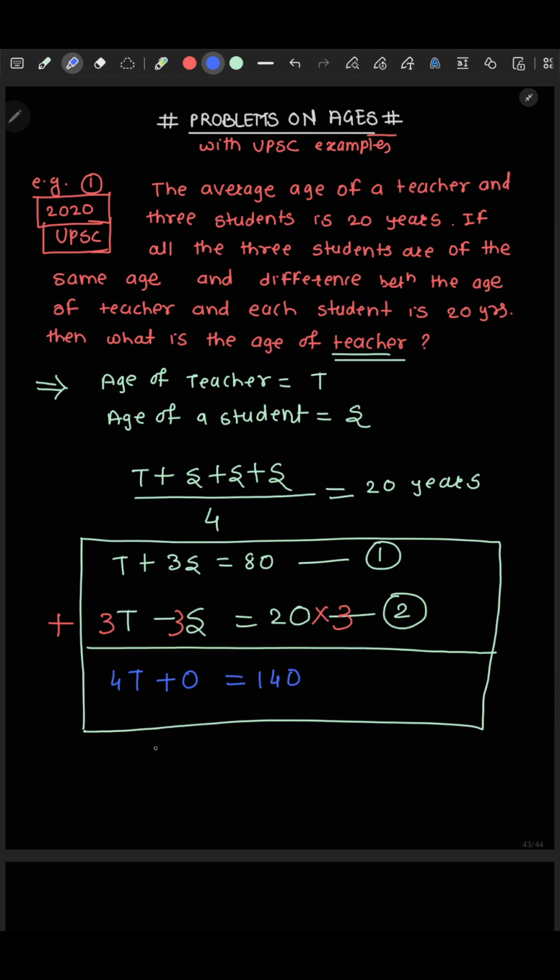Now tell me, T is equal to how much? 140 divided by 4. If I solve this equation, the age of the teacher is coming to what? 4 threes are 12 and 4 fives are 20, so 35 years. Hence, the age of the teacher is equal to 35 years. Is this problem statement clear? Okay, now let's move to the second problem.